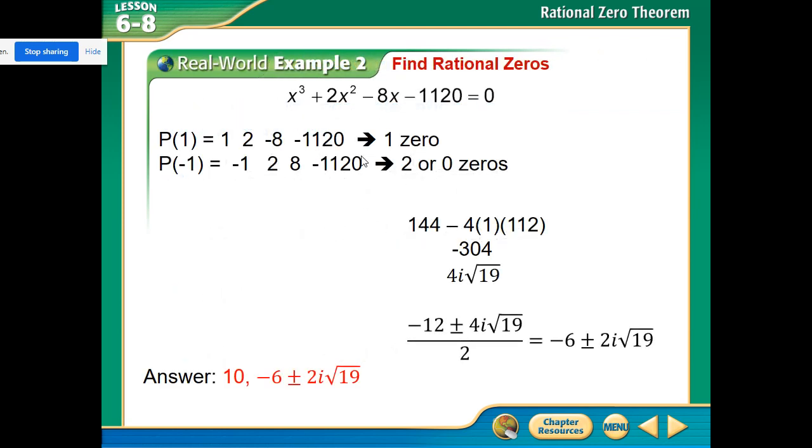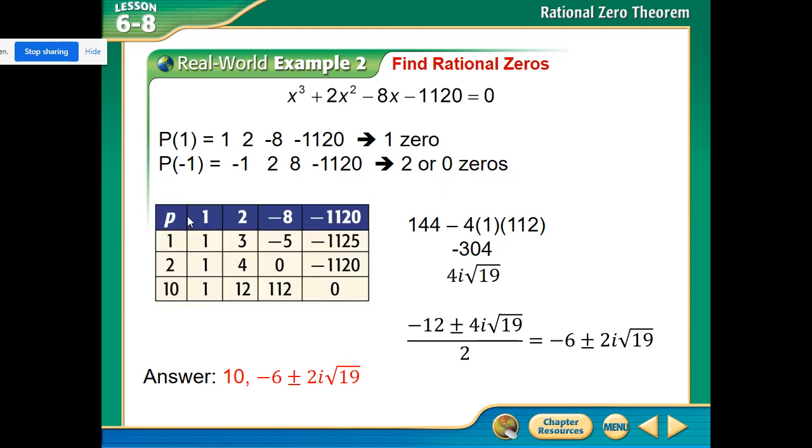All right, so let's try some actual problems. Here we have an x to the third. We're going to have 3 answers to work here. So I'm going to start with Descartes. So 1, 2, negative 8, negative 121. If you notice, there's only one sign change, so only one positive value. If I put the negatives in here, this is negative 1, 2, 8, and negative. That's a positive 8 there that time. So there's 2 or 0 zeros.